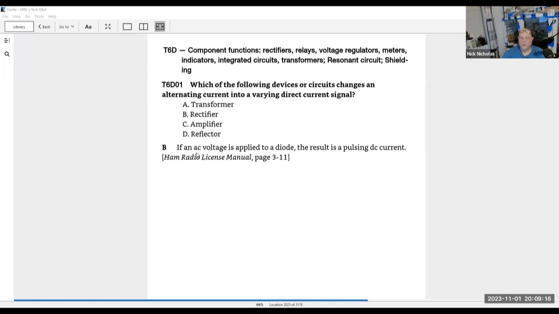Because we can saturate a transistor and use it as a switch, you can also use transistor switching rectification. And that's what's done in switching power supplies. But either way, only a rectifier circuit converts AC to DC.